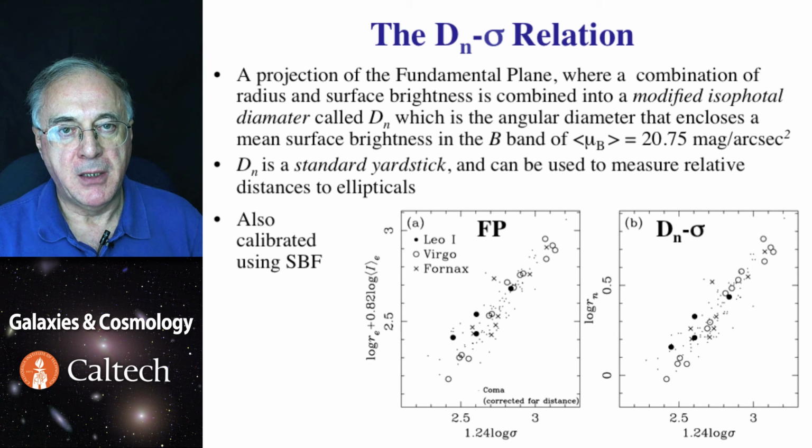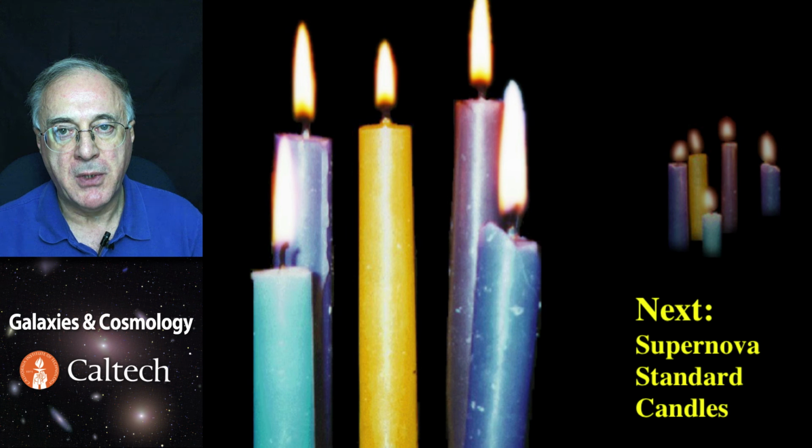The fundamental plane comes in another flavor, the so-called Dn-sigma relation, where Dn is the diameter of a galaxy at which its surface brightness reaches a certain value. This turns out to be a slightly oblique projection of the fundamental plane, but it basically works in the same way. Next time, we will talk about the use of supernovae as a standard candle, a very popular method these days.